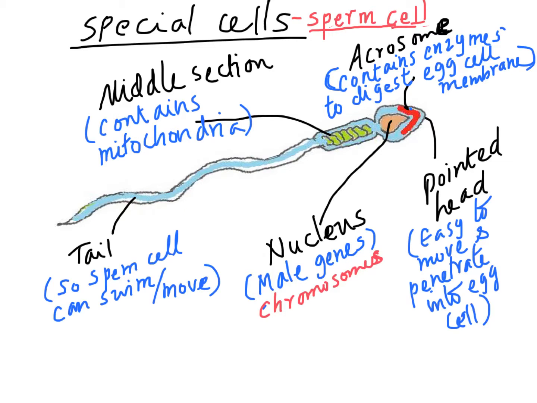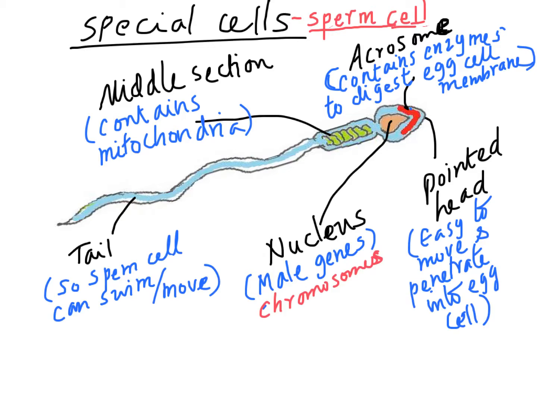So how is this adapted to move? Because this has to move through a distance to reach the egg cell. So how is it designed to move there? Initially, it has this streamlined shape, which allows it to move easily, and the head is pointed so it can penetrate into the egg cell.